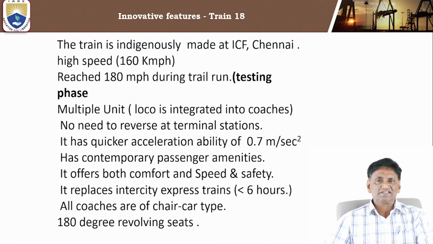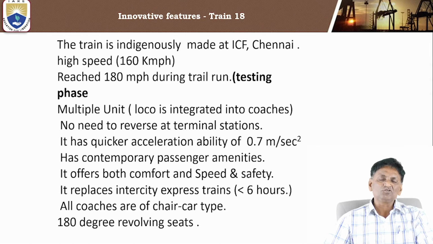Of course, the track has to be suitable for this train. India has certain stretches with suitable track to handle more than 180 kmph, and some stretches suitable for 200 kilometers per hour. And the acceleration is very high, a quick acceleration of 0.7 meters per second squared was achieved.